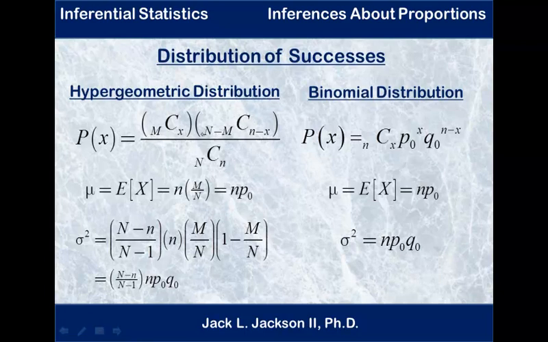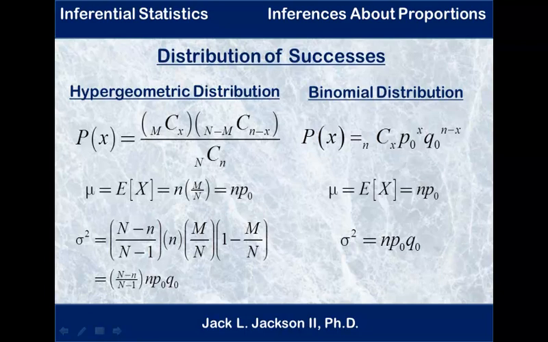So this is basically one of our counting techniques allowed us to come up with that formula. It turns out that the expected value here is again n times P0, where P0 of course is capital M divided by capital N. So basically the same kind of formula here for the mean, and almost the same formula for standard deviation. Here it is with the original parameters, but if you look at it, this M over N is P0, the original proportion. This is 1 minus the original proportion, so that's Q0.